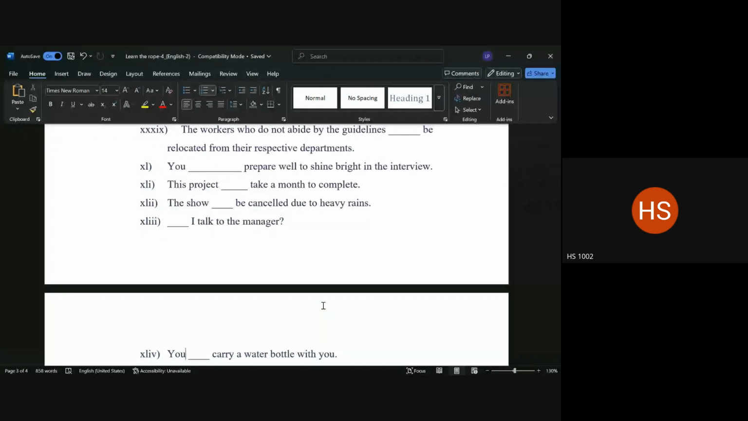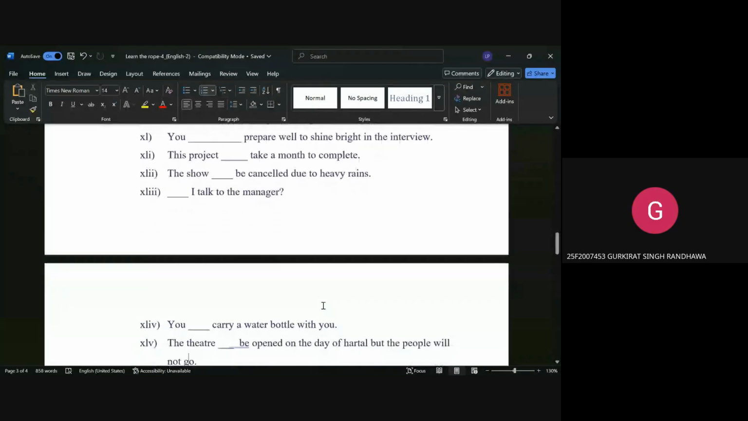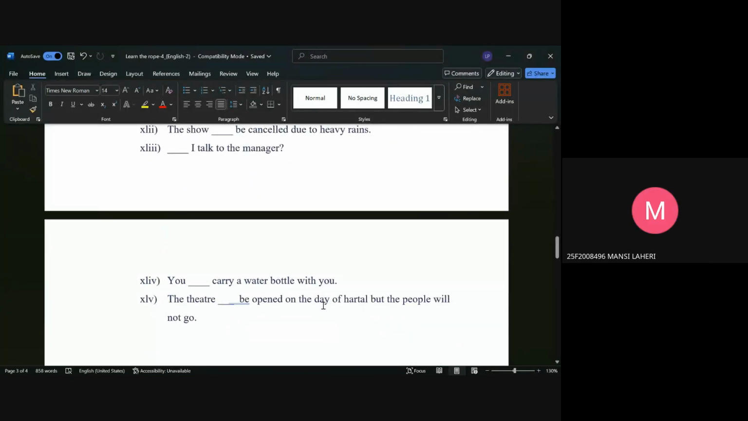The show dash be cancelled due to heavy rains. Could be. Can be. Might be. Yeah, can be cancelled. Could be cancelled. Maybe, might be. Then any other answers? Will be. Will be is not something that will work here because we cannot see intent, promise, threat or anything, right? It doesn't count with prohibition either. So if you use will, it will again go to the future time.